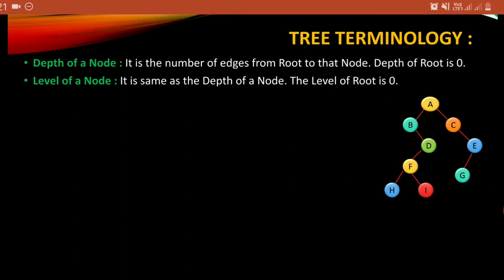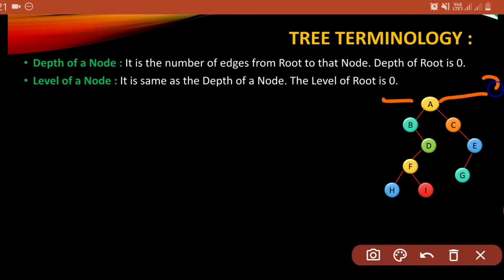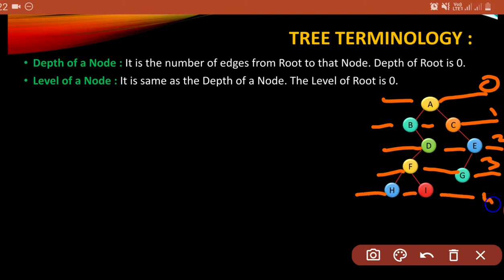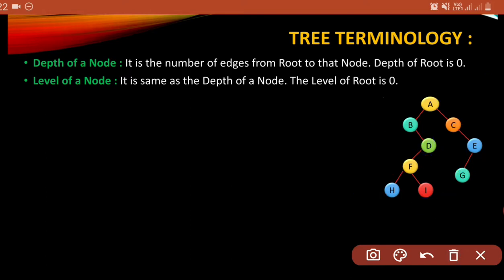It means A belongs to the 0th level. This is our 0th level. Then this is our first level. This is our second level. This one is our third. And this one is our fourth level. In this way, we are having levels. Same as depth of a node. For each and every node, the depth of the root node is 0. Then 1. Then 2. Then 3. Then 4. In this way, we are moving further.